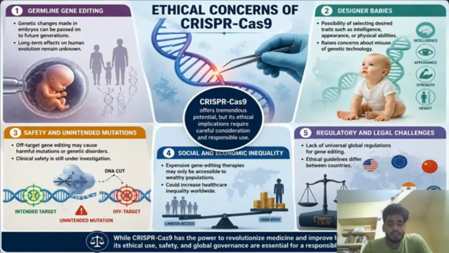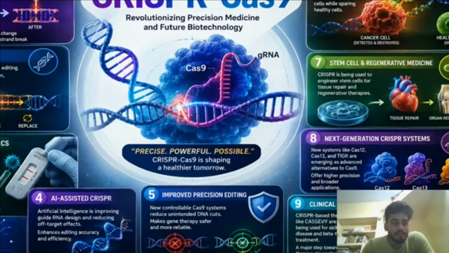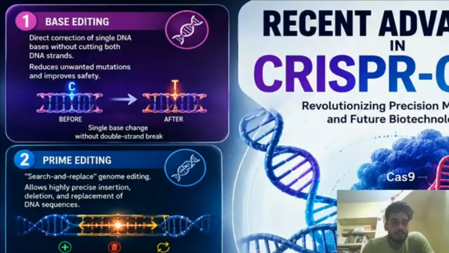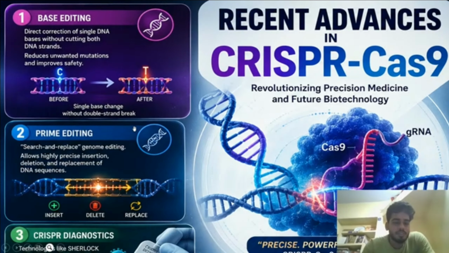After that, safety and unintended mutations may occur. Only the wealthy population could have access to this kind of expensive therapy, and regulatory and legal challenges are always there. So the recent advances, if we talk about them, we can use base editing. Suppose here the C, we can convert it into T after this therapy. Okay, so here in base editing, we can see there is C, the cytosine, and we have converted it, changing only a single base, to T, which is thymine.